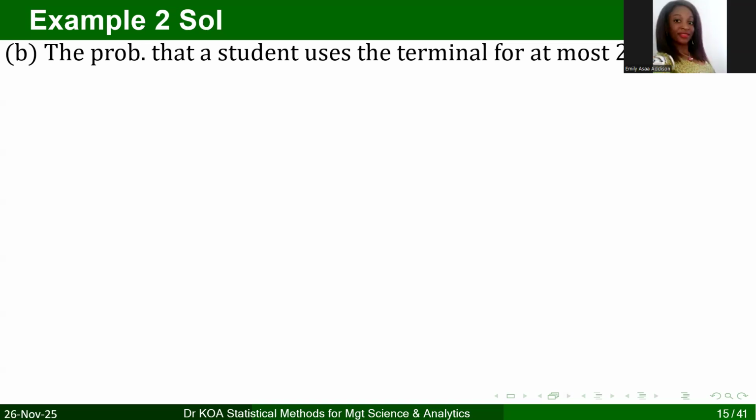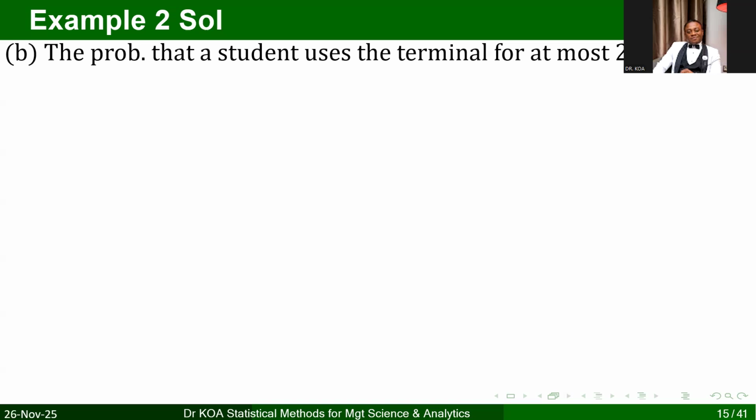Less than or equal to. So it means that we are looking for the probability of X what? X is less than 24, isn't it? Yes. So you are looking for the probability that X is less than or equal to 24.